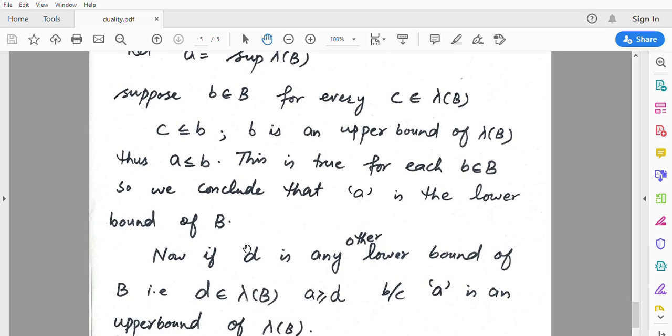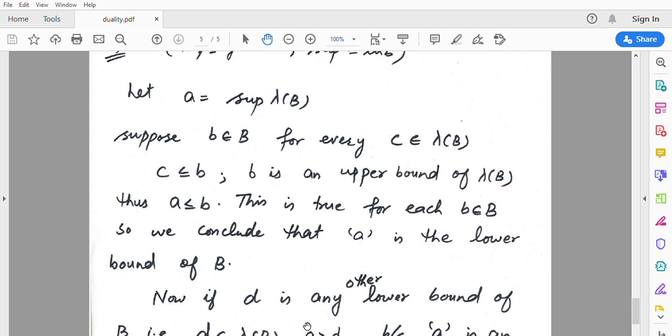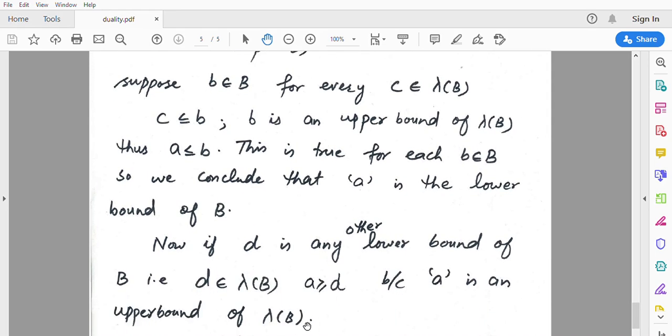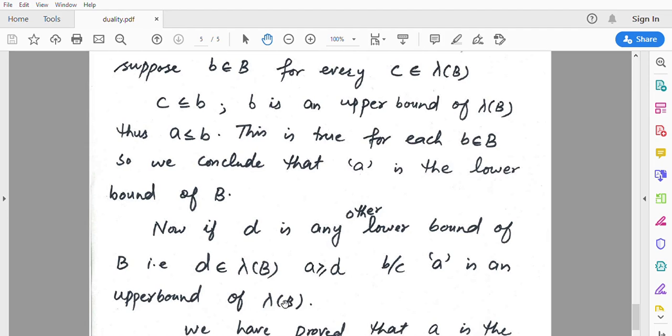Now we have to show that A is the greatest lower bound, that is, A is greatest among all the lower bounds. So let us take an arbitrary lower bound of B. If D is any other lower bound of B, then D belongs to the class of lower bounds of B, so D belongs to lambda of B. From here we can say that A is greater than or equal to D, because A is an upper bound of lambda of B.